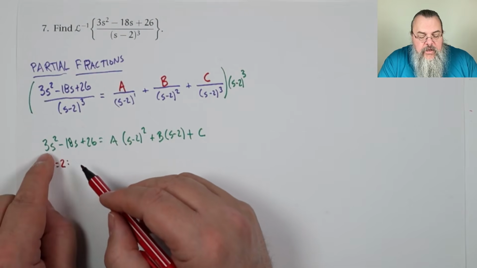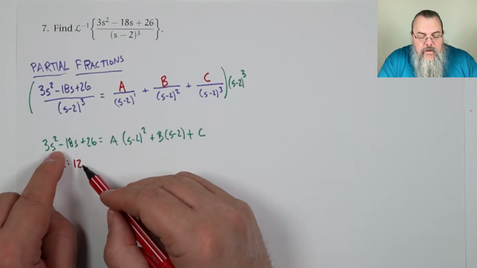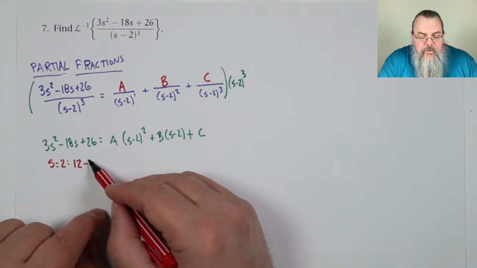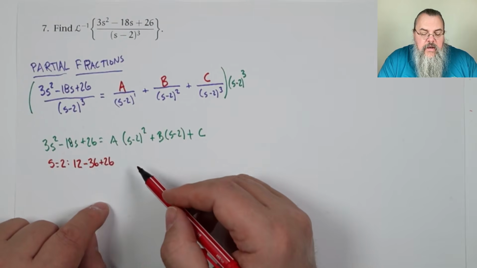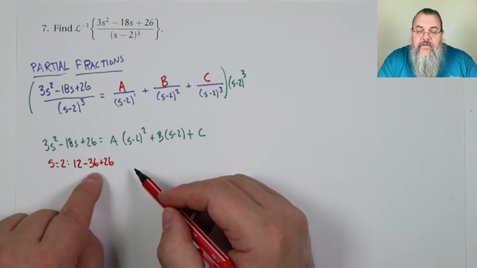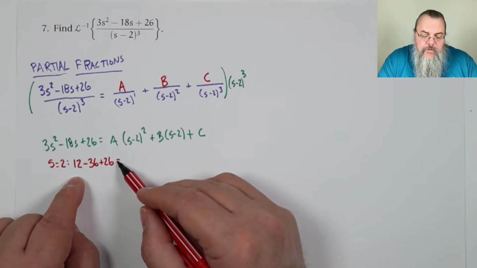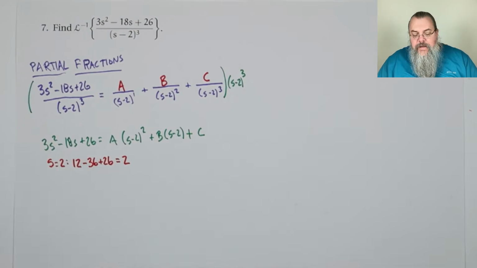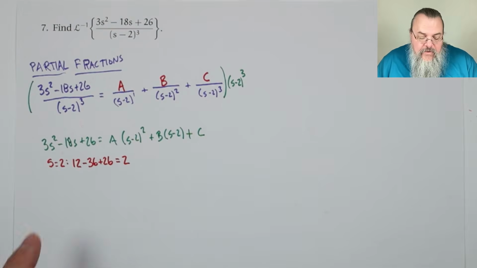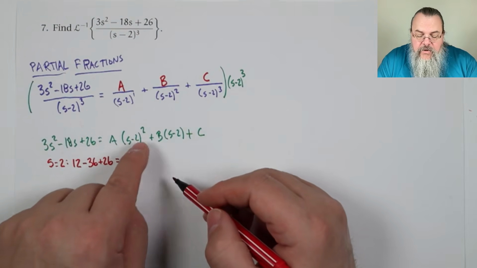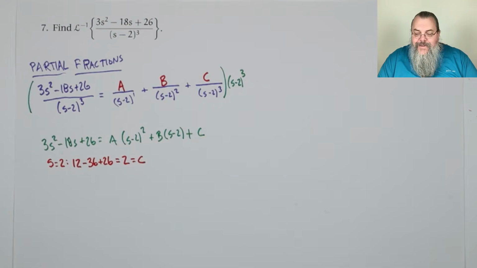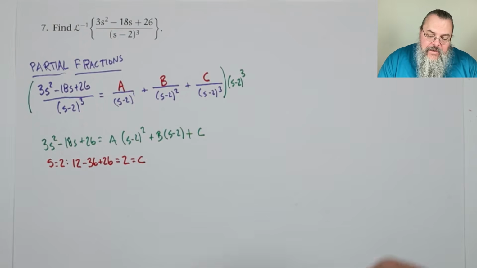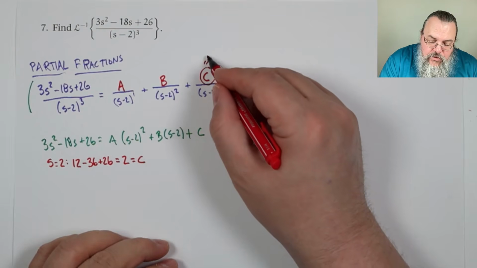Well, it gives us 3 times 4 is 12, and then minus 18 times 2, 36, and then add 26. Minus 36 plus 26 is minus 10, and then plus 12 would give us a 2. That's not too bad. Now the left-hand side would be 0, 0, C. So 2 equals C. Nice. Good, we figured out C. So C here is 2.